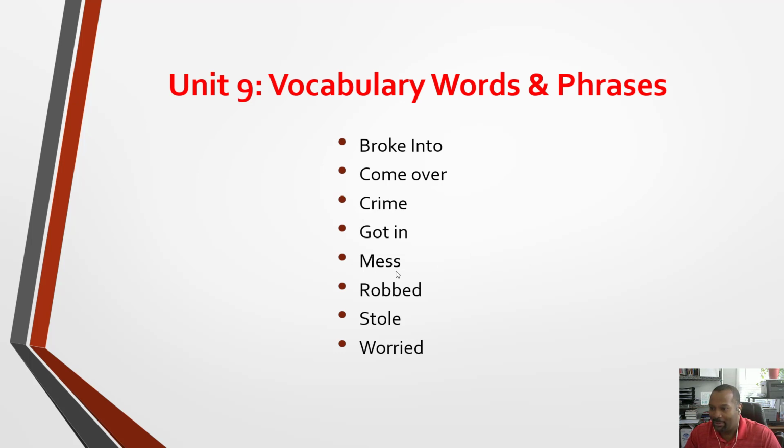Next word is mess. Next word is robbed. This is the past tense of the verb rob, right? So this is a past tense word, robbed. Stole. This is the past tense of the verb steal. So this is a past tense word. And then the last one is worried. This is the past tense of the verb worry.